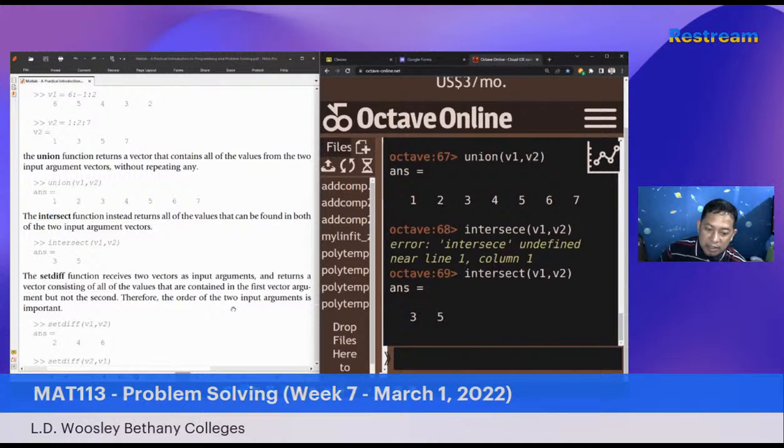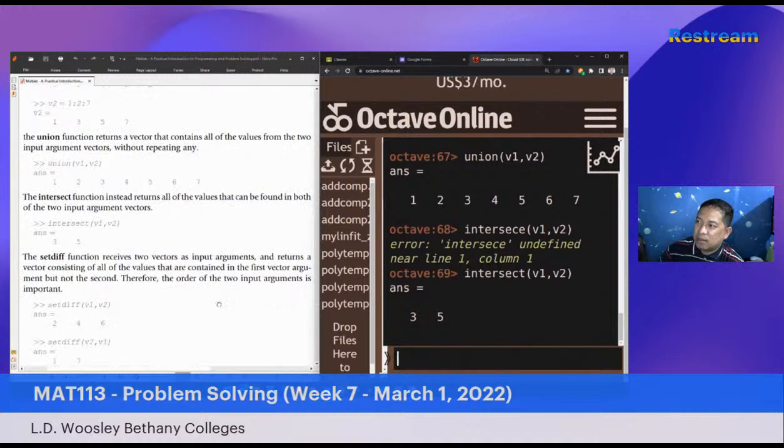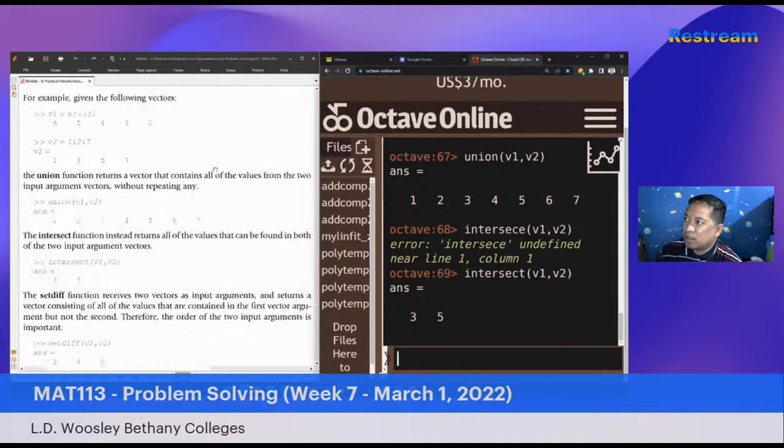Okay, another set function here is setdiff. Function receives two vectors as input arguments and returns a vector consisting of all of the values that are contained in the first vector argument but not in the second. Therefore, the order of the two input arguments is important. All right. So because there are repetitions here, as we observe, from the first vector we have 6, 5, 4, 3, 2, 1. Of course, and then 1, 3, 5, 7.